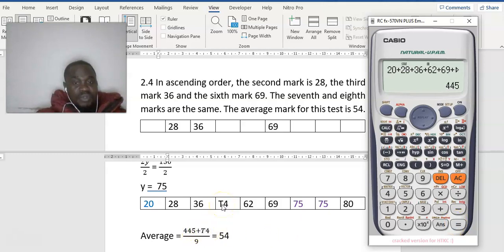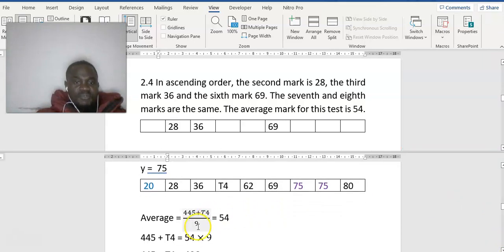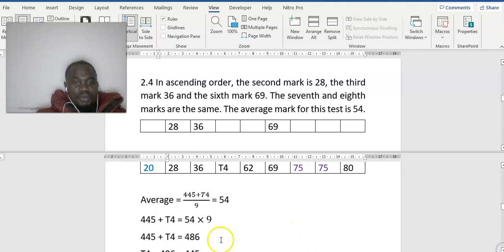Plus t4, because we must include this t4, divided by 9. 1, 2, 3, 4, 5, 6, 7, 8, 9. That should be equal to 54. Then this is divided; if we transpose, it's going to multiply. So if I multiply that, I'm going to get 486. That is 54 times 9, 486.